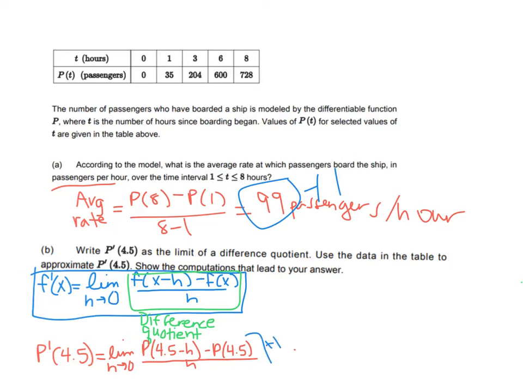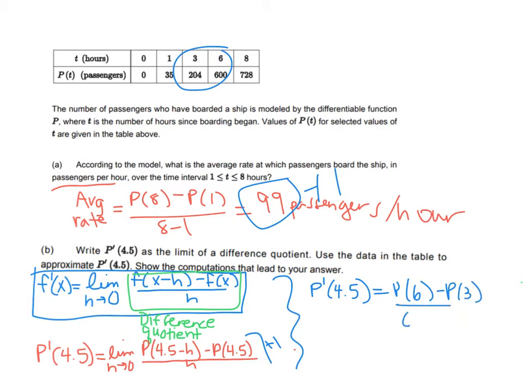The second point is, believe it or not, not really related to the first part of the problem. They want you to approximate P prime of 4.5. So we know that 4.5 is halfway between 3 and 6. That's what they're actually going for on that one. So you are just going to approximate the derivative by finding the rate of change between 3 and 6, or finding the slope of the line between 3 and 6, which is going to be P of 6 minus P of 3 over 6 minus 3.